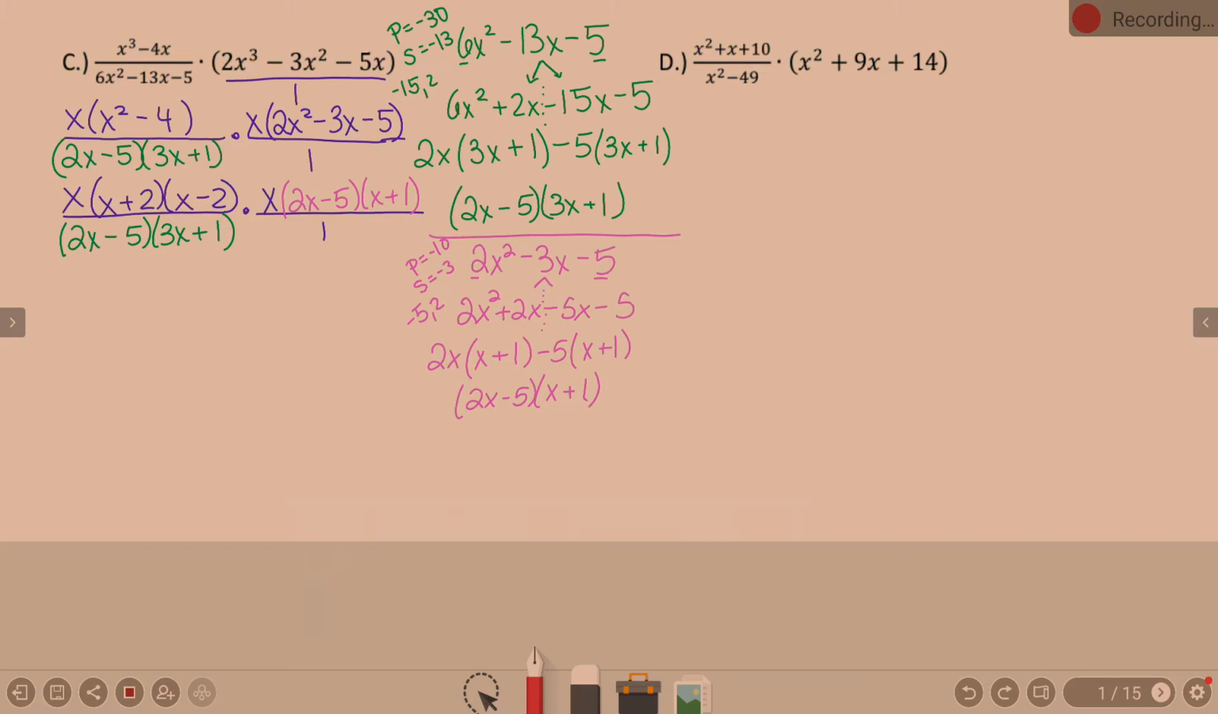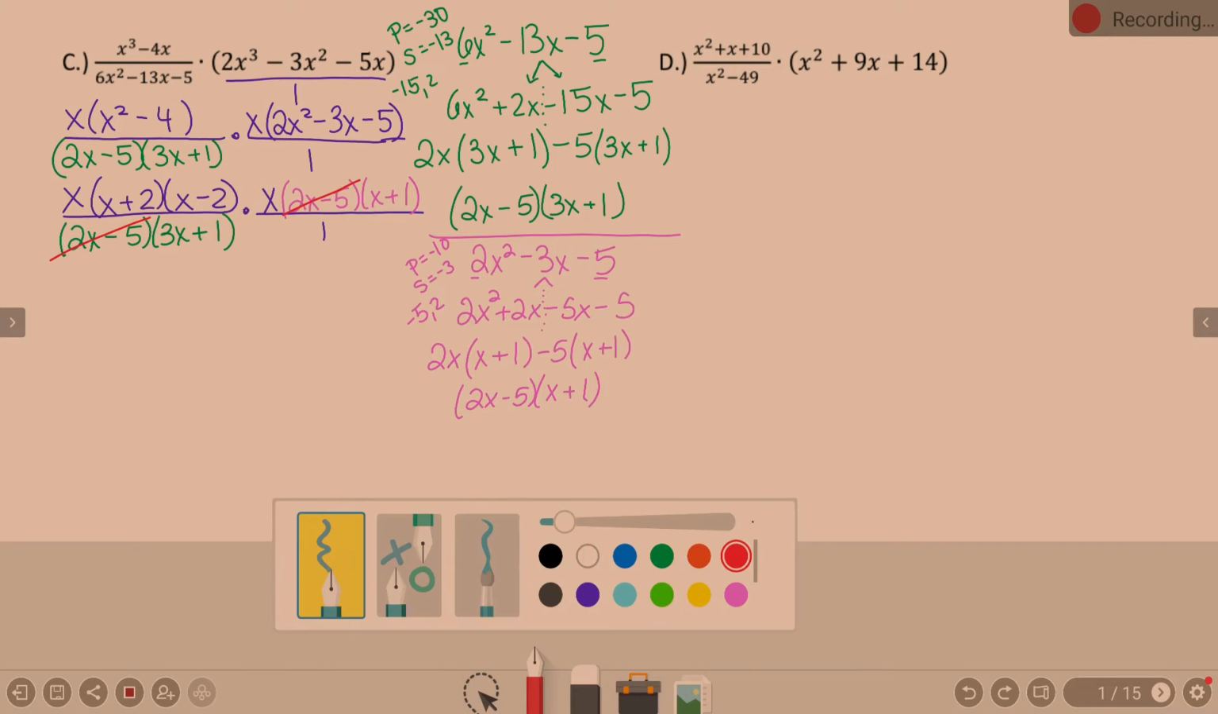Okay, guys. We've done all the factoring we can. What cancels? 2x minus 5 in the denominator cancels with 2x minus 5 in the numerator. Anything else? Nope. Unfortunately, that's as far as the canceling can go.